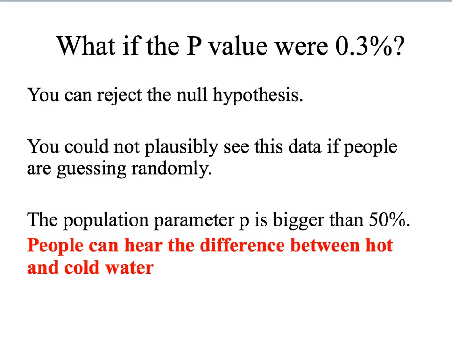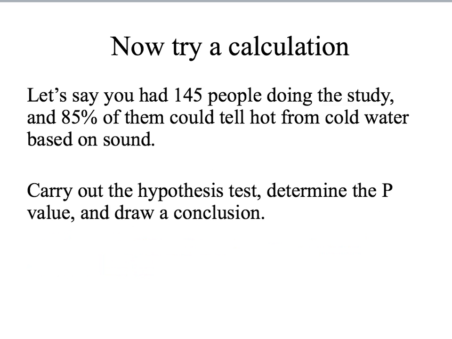You could not plausibly see this data if people were guessing randomly. The population parameter p is not 50%. It really is bigger than 50%. And taking it back to the language of the original problem, we would conclude that people really can hear the difference between hot and cold water.